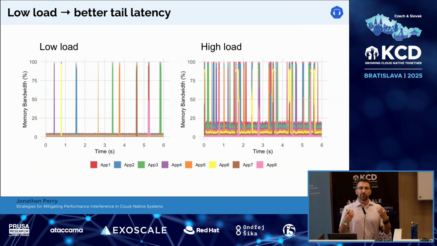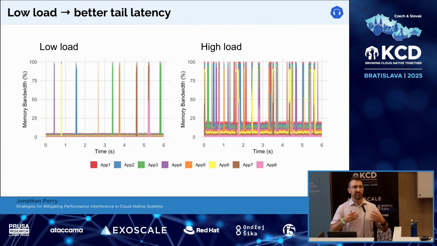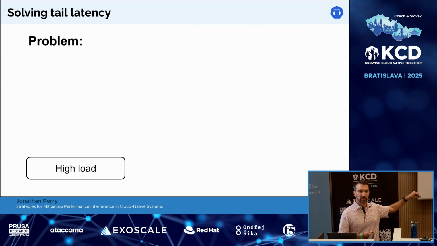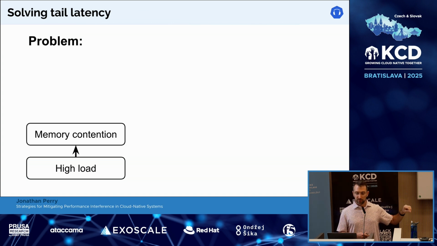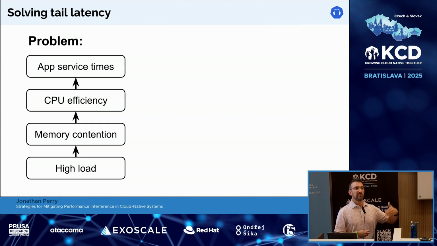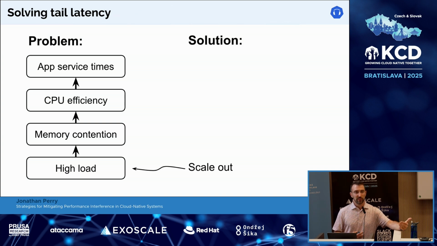And as operators, we've been kind of conditioned when we see high P95, high P99. How do we mitigate it? We scale out, right? So let me say it a different way, right? We have a problem. When there's high load on our systems, it causes memory contention, which causes low CPU efficiency. Right? Noisy neighbors evict your applications from caches, which causes increased application service times, and we breach our SLOs. And what we do about it is we scale out our systems so that we don't experience such high load.